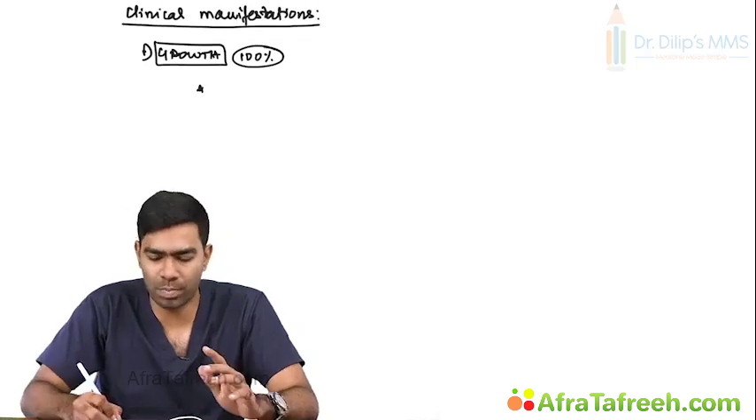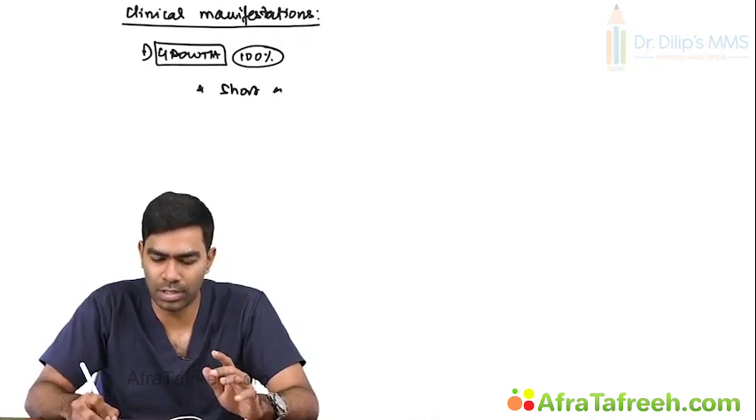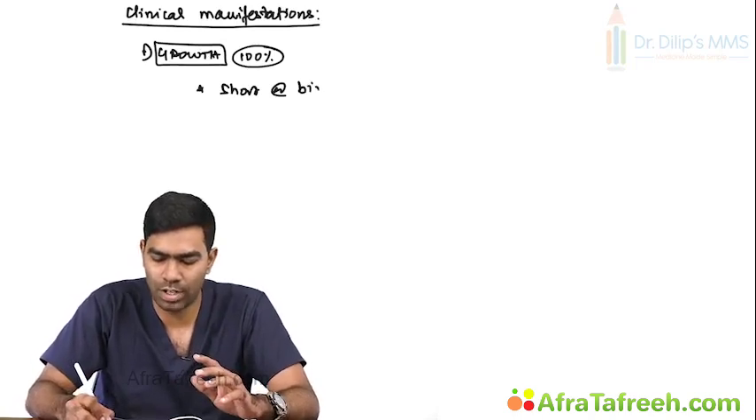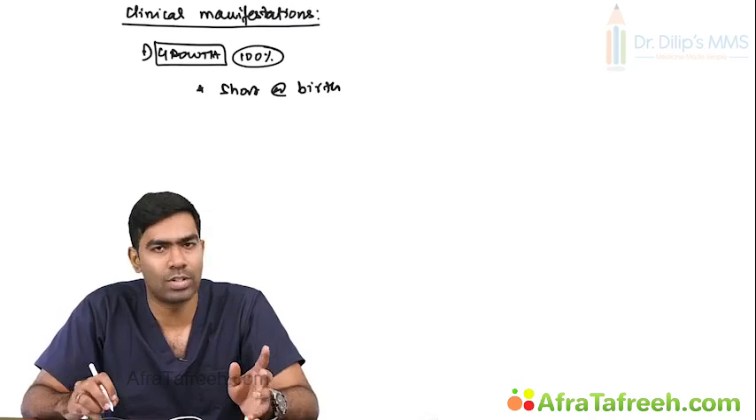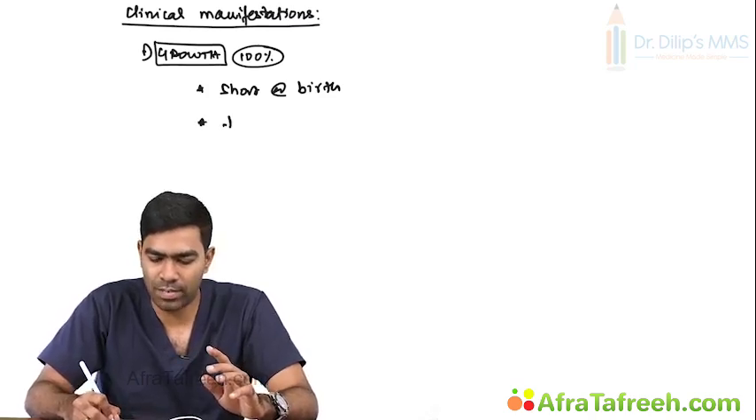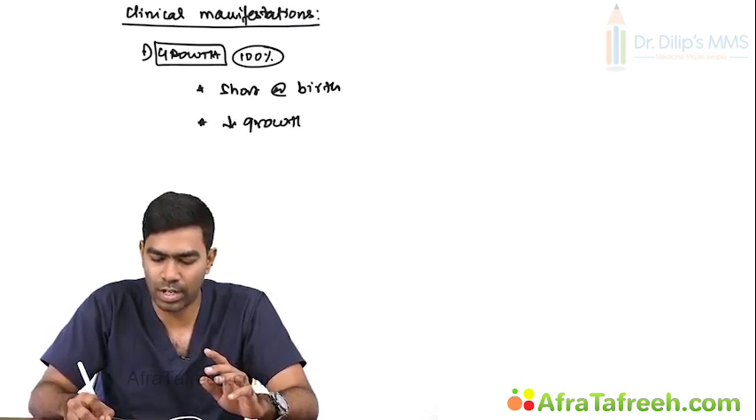Number one, Turner syndrome patients will be short at birth itself. They are slightly short, not very short, compared to the age matched controls. So they are slightly short at birth itself, and they'll have a reduced growth velocity during their childhood period, which can be plotted in the growth chart.